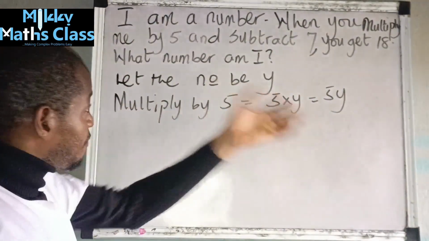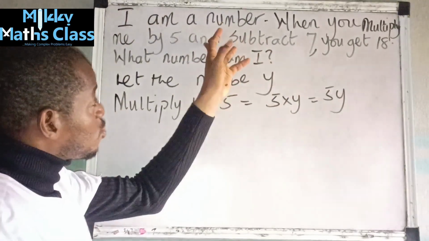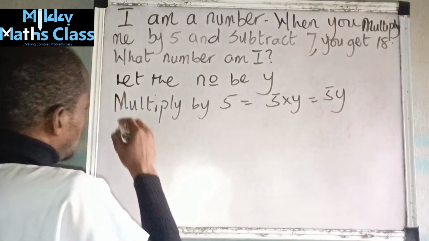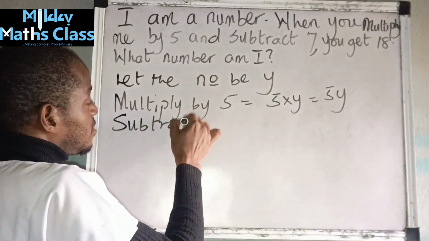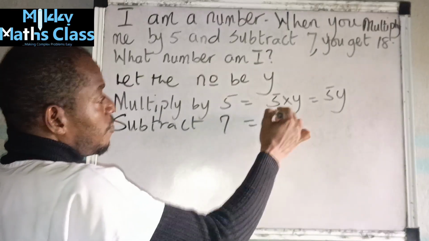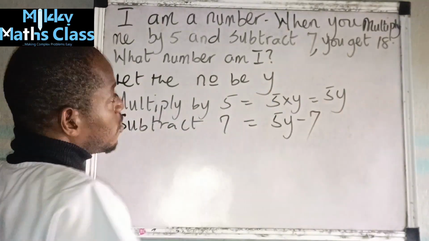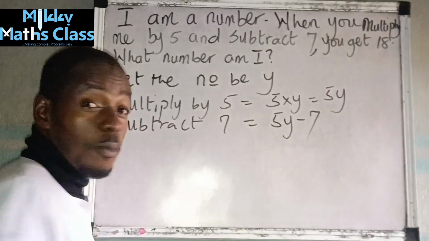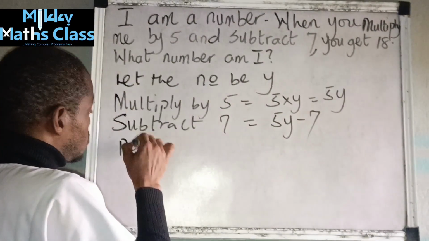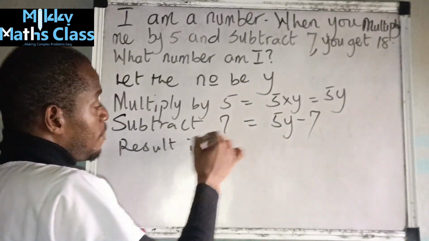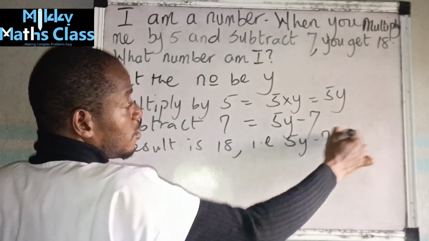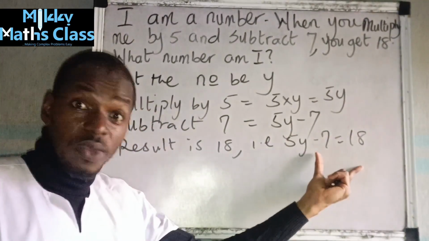All right, then after we've multiplied by 5, the next instruction says subtract 7. That means take away 7 from this. So subtract 7, we have 5y minus 7. So the result we get is 18. So we set up our equation. Our result is 18. So that is 5y minus 7 equals 18. So this is the equation we have set up.